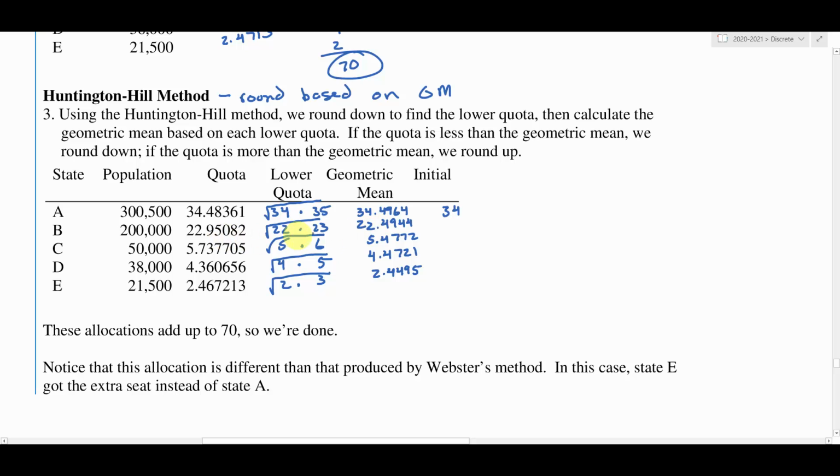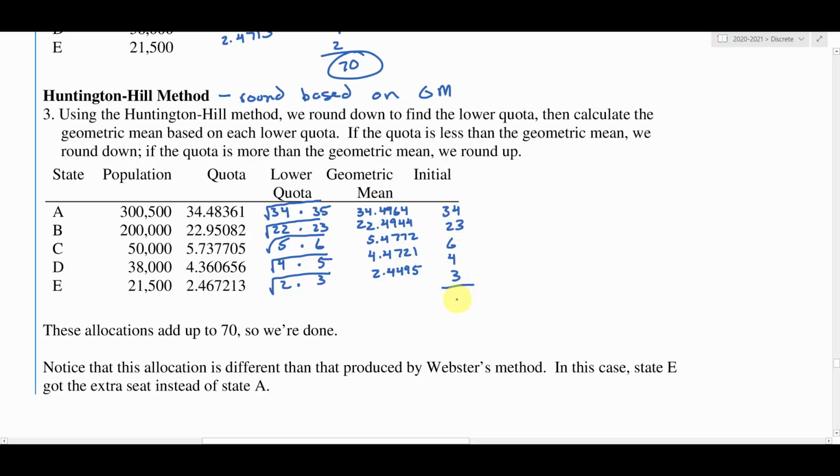This one here, we got 22.5, which is bigger than 22.49, so this one's going to go up to 23. And 5.73 is bigger than 5.47, so this one's going to go up to 6. And this one, 4.36, is smaller, so this one's going to stay at 4. And this one, the 4.67, is bigger than the 4.495, so this one's going to go up to 5. So this is 34, 23, 6, 4, and 3.